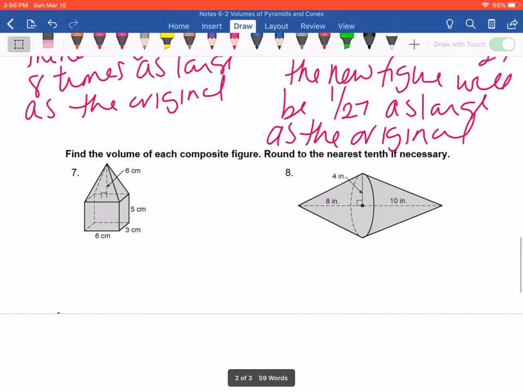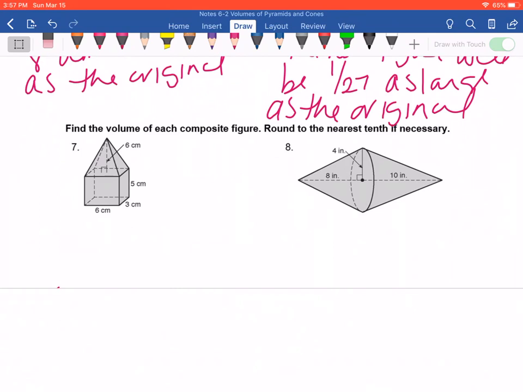All right, moving on. Looking at numbers 7 and 8. It says find the volume of each composite figure, round to the nearest tenth if necessary. Once again, like in lesson 6.1, we want to consider what types of figures we're looking at. The first thing that I would do here would be to calculate the volume of the rectangular prism that I have here on the bottom. So the volume of the rectangular prism is going to be big B times H. So 6 times 3 is the area of our base times our height, which is 5. Multiplying all of these together, what I end up getting is 90 centimeters cubed.